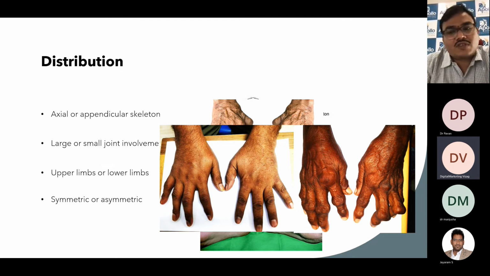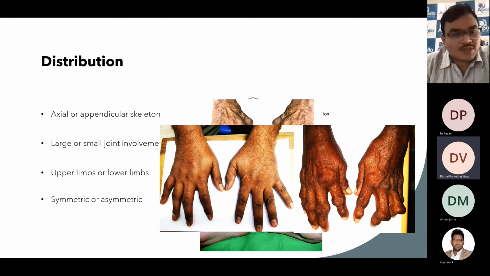And next, we have to see whether it is predominantly a large joint arthritis or a small joint arthritis, because amyloid arthritis is predominantly a large type of arthritis, whereas in case of a rheumatoid arthritis, it is predominantly small joint arthritis. In spondyloarthritis as well, it commonly involves large joints over the small joints. And we have to see whether it is involving predominantly upper limbs or lower limbs, because rheumatoid arthritis, once again, is predominantly upper limbs, whereas in case of spondyloarthritis it is predominantly lower limbs, and in sarcoidosis also it is predominantly lower limbs.